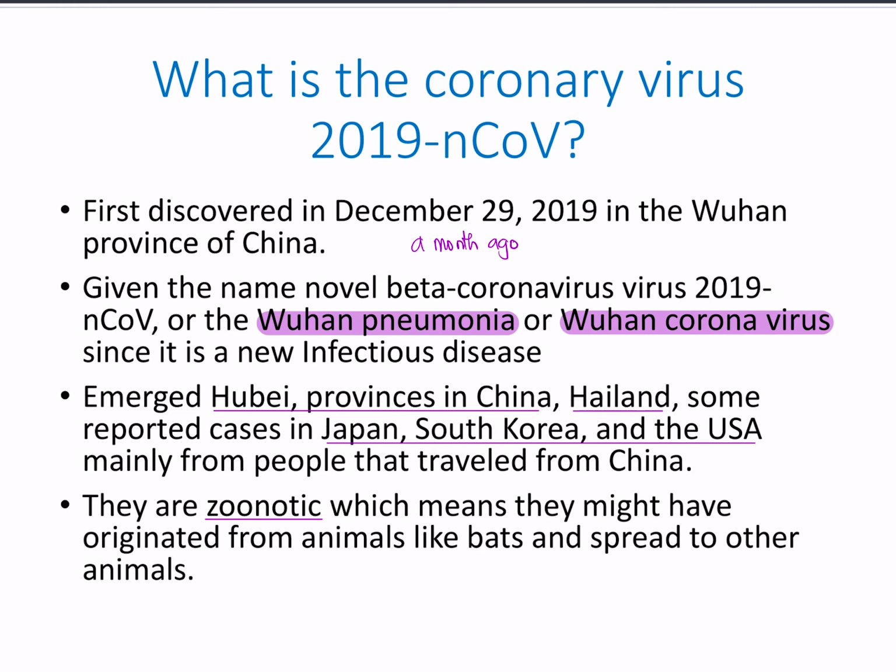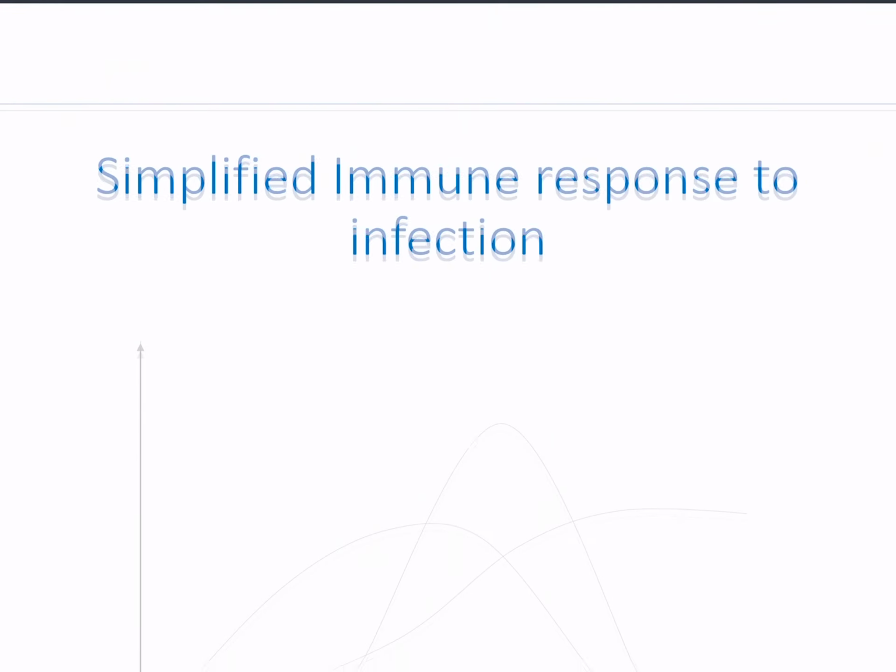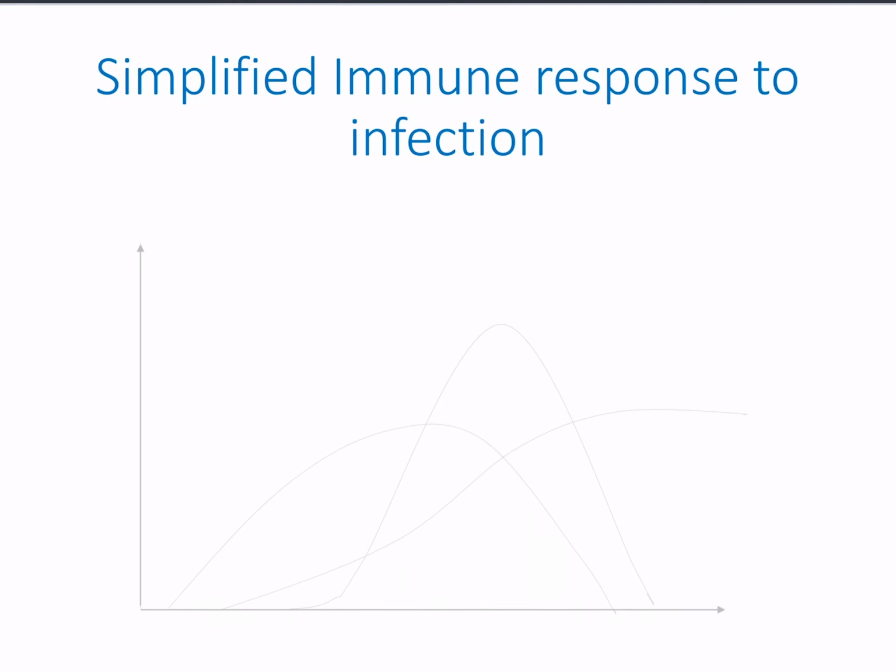They are a zoonotic viral infection, which means they come from animals, mostly bats, and also spread to other animals. We understand that bats live together, and there's a high risk of spread among the bats.